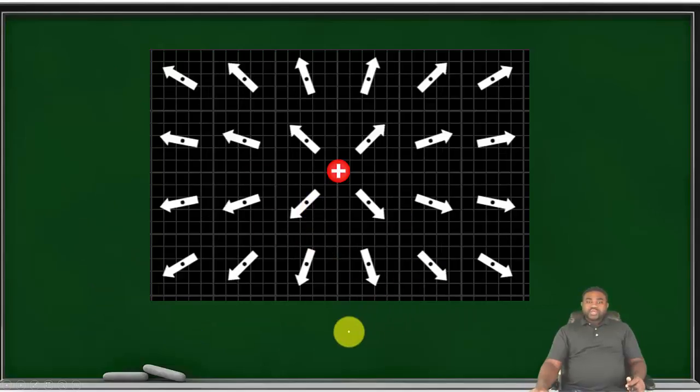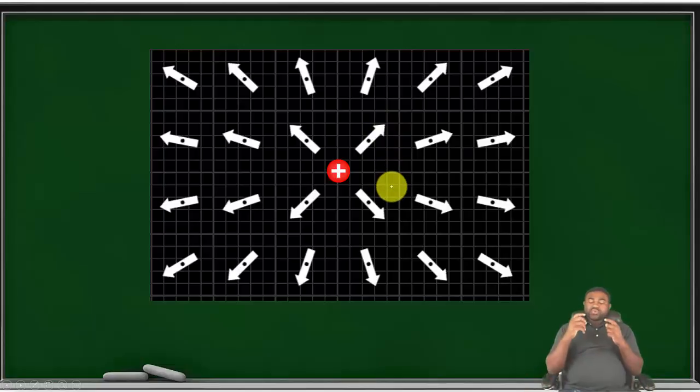Now, this diagram shows a positive charge. At every point around this charge is an arrow. The arrow tells us about the electric field at that particular point around the charged particle. The direction of the arrow signifies the direction of the field at that particular point.